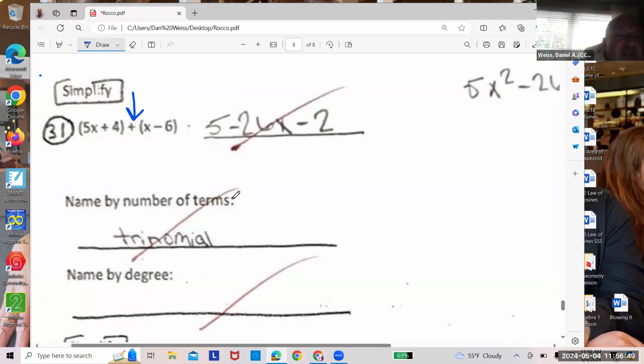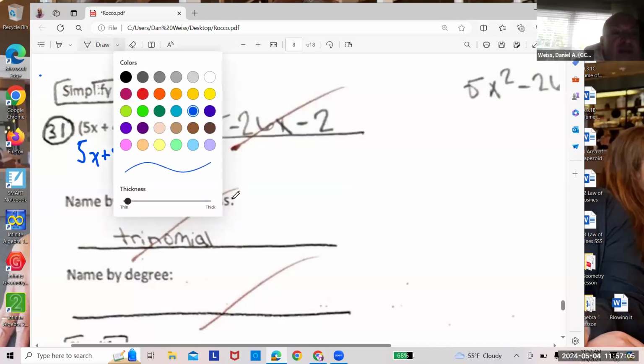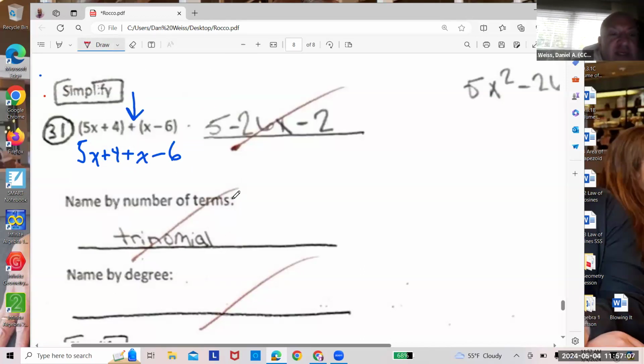Because this is plus, this is just combined like terms, Rocco. So you don't even need the parentheses. It's 5x plus 4 plus x minus 6. 5x plus 1x is 6x. And 4 minus 6 is minus 2. Done. I don't know what happened here.